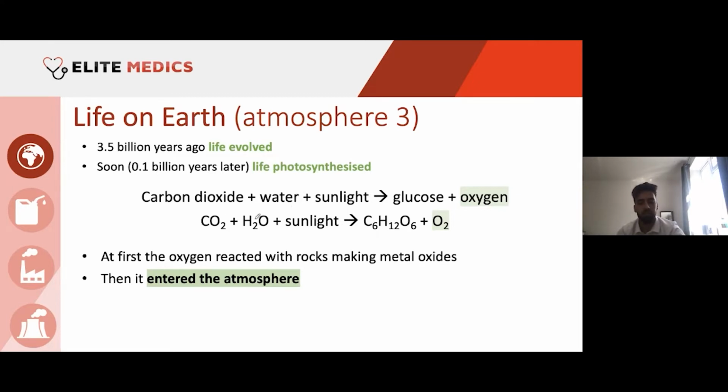Yeah, CO2 plus H2O makes C6H12O6, which is glucose, plus oxygen. Now, we're not doing a chemistry lesson, but ideally we should balance this stuff.